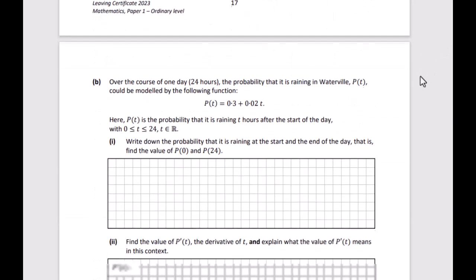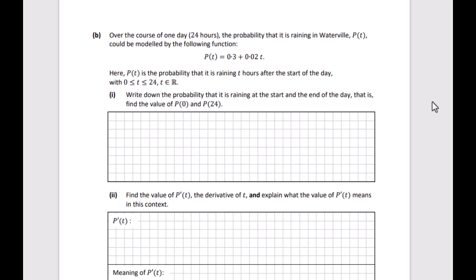Okay, next one. Over the course of one day, 24 hours, the probability that it is raining in Waterville, P of t, could be modeled by the following function. P of t is equal to 0.3 plus 0.02 times t. Here, P of t is the probability that it is raining t hours after the start of the day, and the day goes from time 0 up to time 24 hours. Write down the probability that it is raining at the start and the end of the day. That is, find the values of P0 and P24.